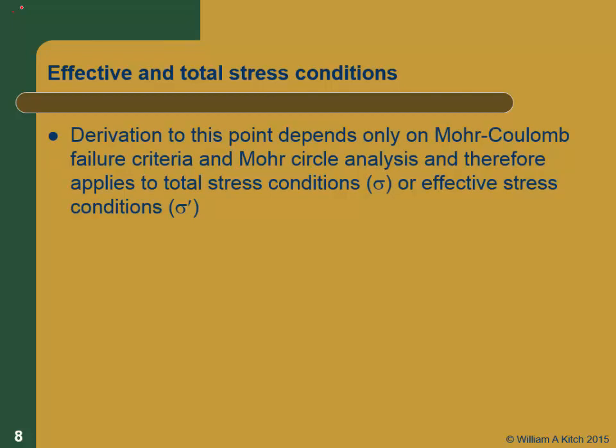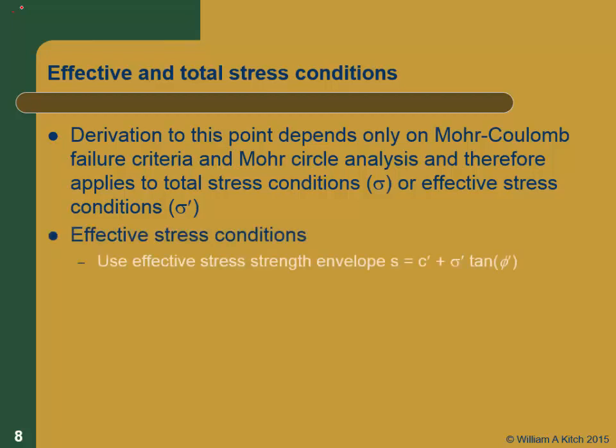So to this point, mathematically, everything's dependent just on a Mohr-Coulomb failure criterion and Mohr circles. So it should work fine, and I did it with cohesion and without cohesion, so it should work fine for the case where phi equals 0. So we should be able to do it with total stresses. So for our effective stresses, again, this is our shear strength. It's just equal to c prime plus sigma prime tan phi.